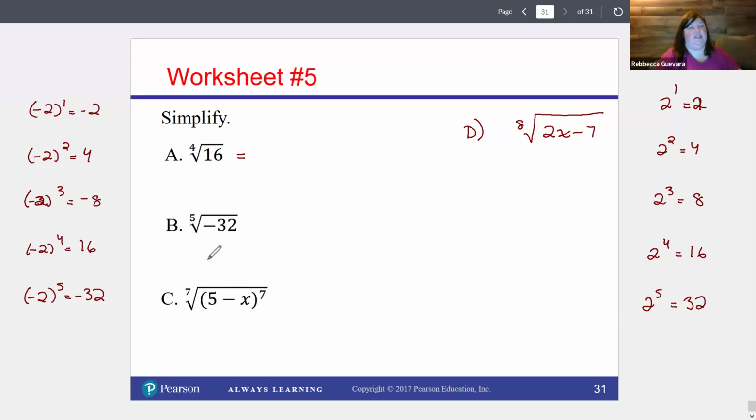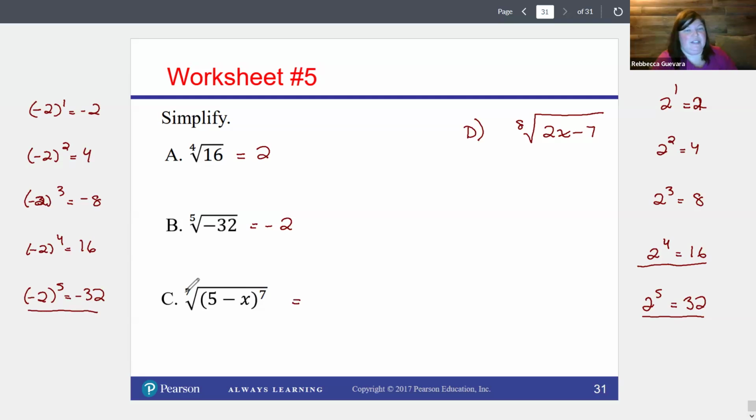Okay, so everything here is basically powers of 2. So I just put them along the side here. So the 4th root of 16, well, there's 16. So 2 to the 4th power is 16. So the 4th root of 16 is 2. The 5th root of negative 32, well, this is positive 32. Well, here's negative 32. So that came from negative 2.